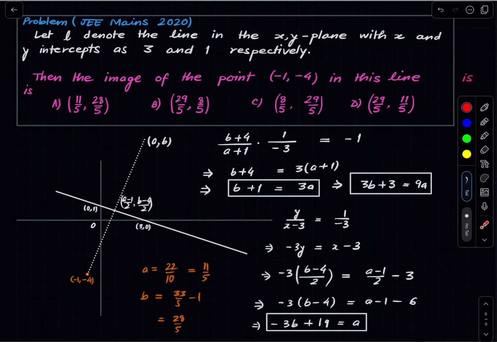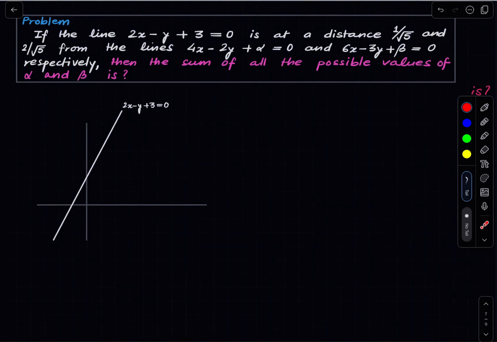Okay, very nice. Let's move on. So here we have a line which is at a distance of 1 by root 5 and 2 by root 5 from these two lines respectively. What does that mean? This line is at a distance of 1 by root 5 from this line and is at a distance of 2 by root 5 from that line. What is the sum of all possible values of alpha and beta?